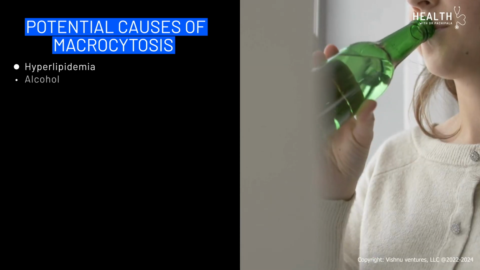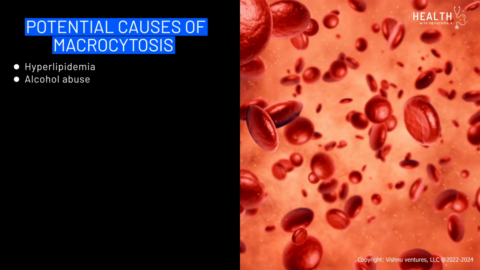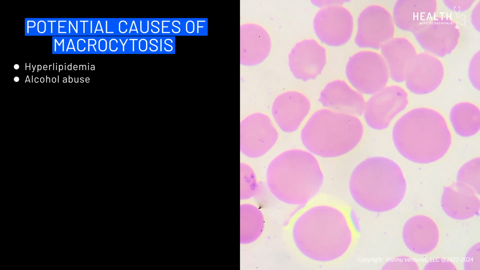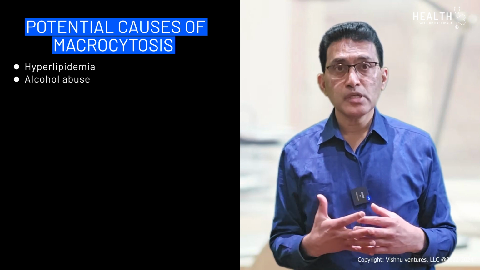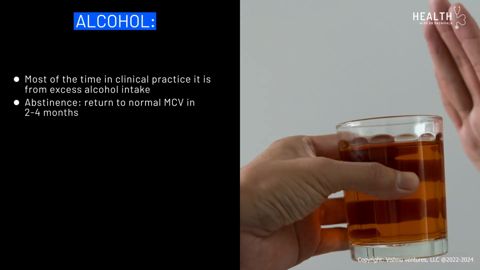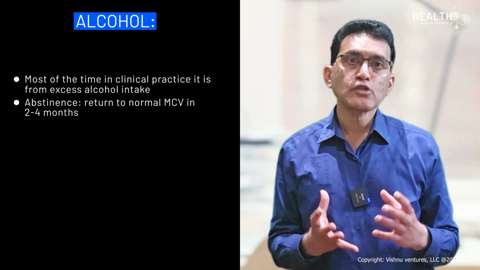And of course, alcohol abuse: if you're taking alcohol on a regular basis, it can lead to big size cells, what we call macrocytosis. This is a common sign that you see in people who take alcohol on a regular basis. And typically when you stop alcohol for 2 to 4 months, the size of the cells returns to normal.